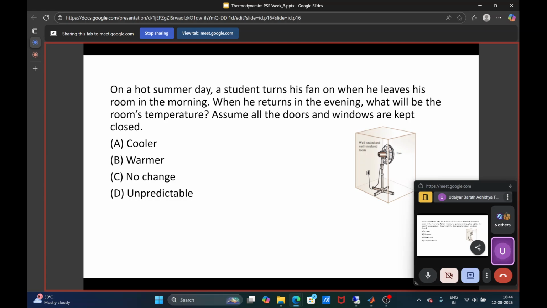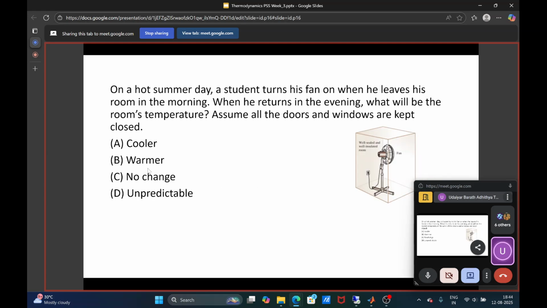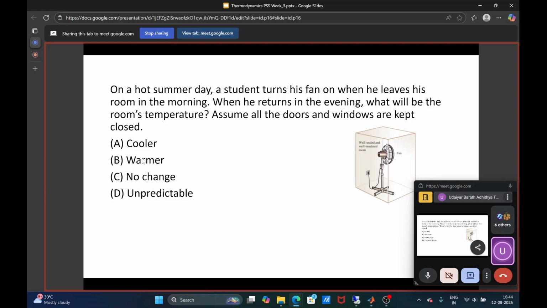So the change in internal energy of the system, in this case the air in the room, is positive. Since delta U is m C_v delta T, your delta T is positive. So there will be a temperature rise. It will be warmer when you come back. So the answer is option B. It will be warmer.